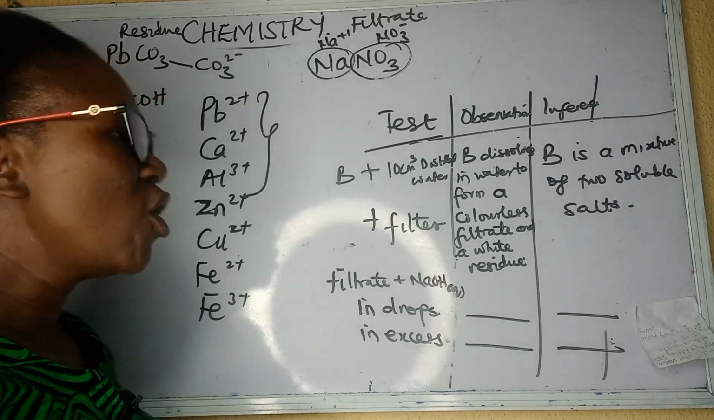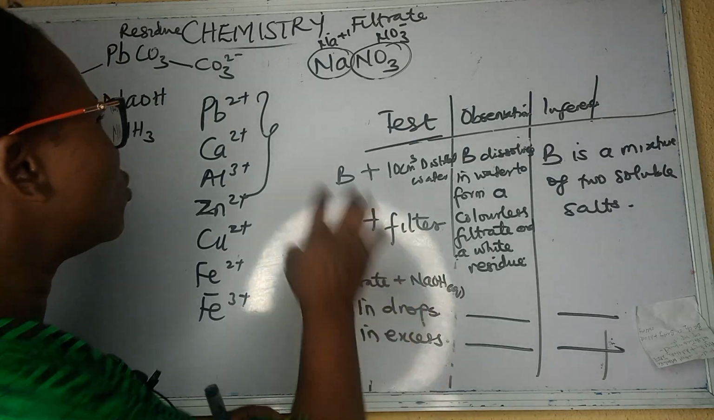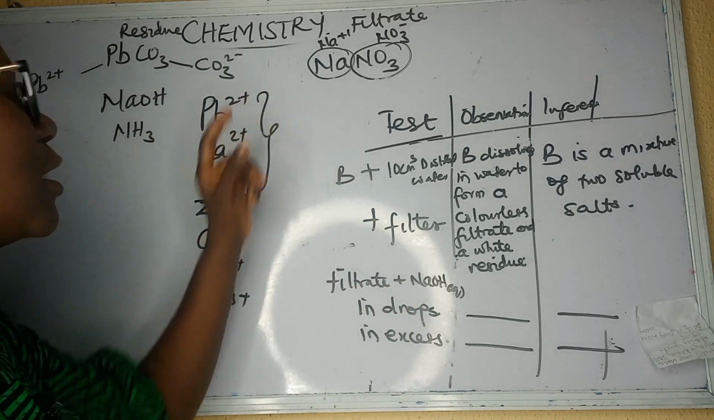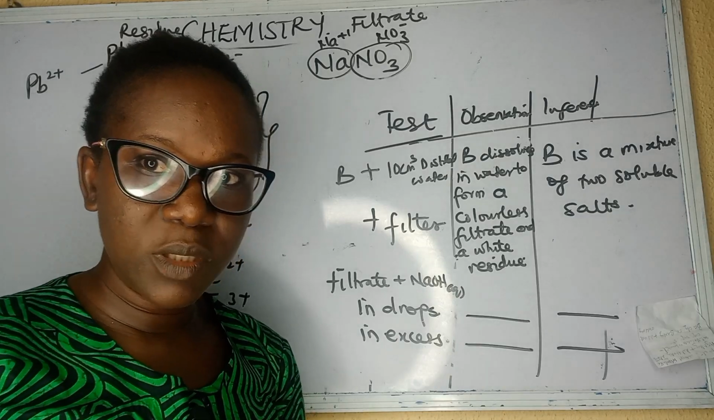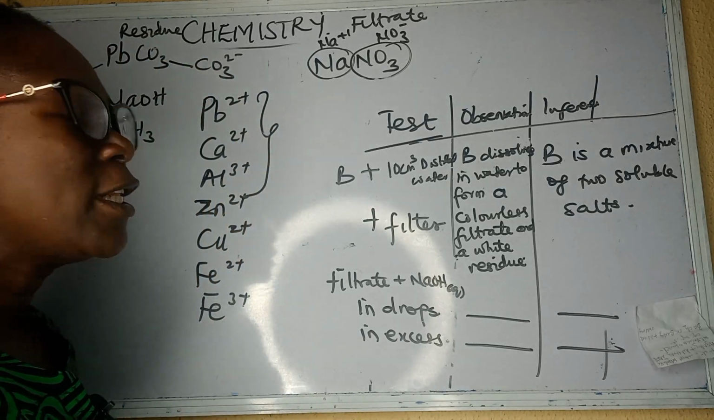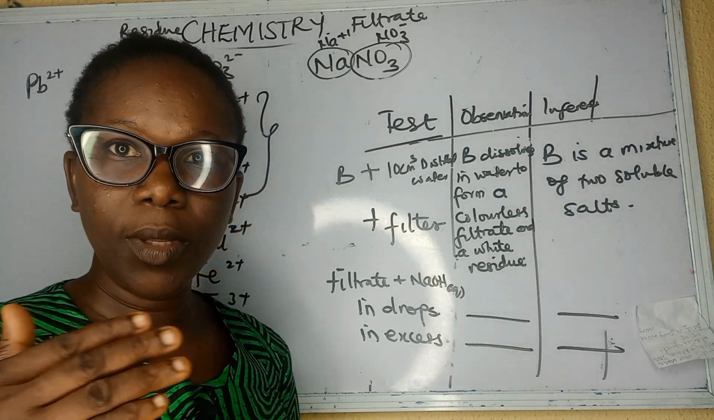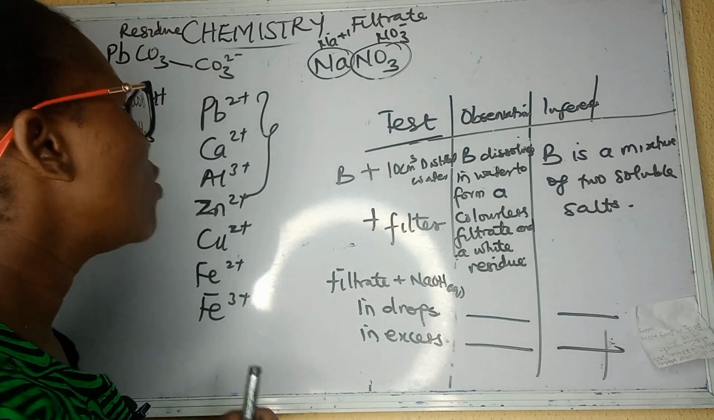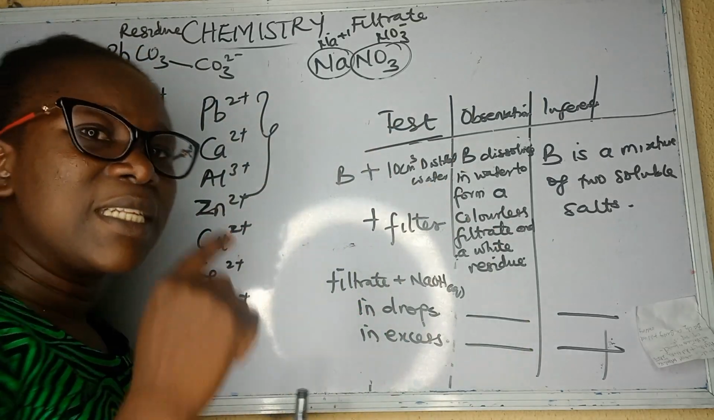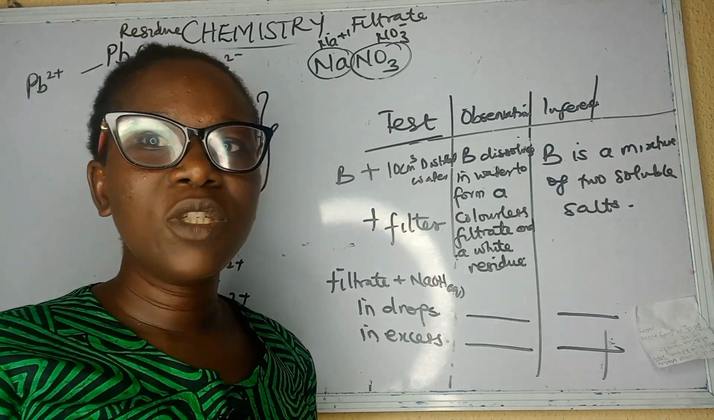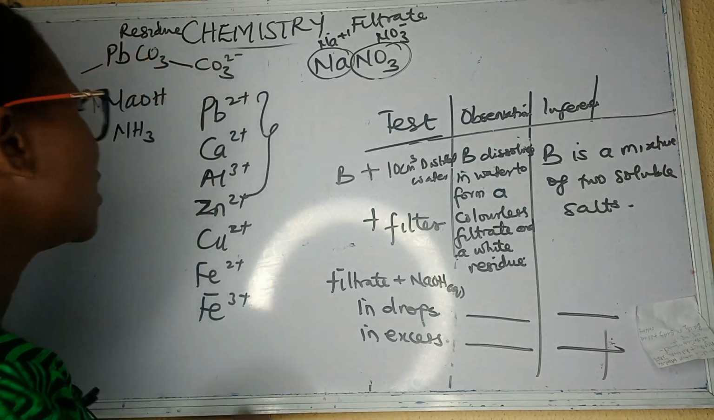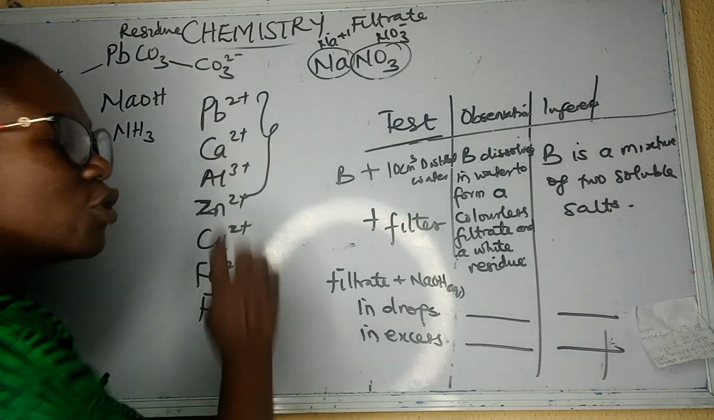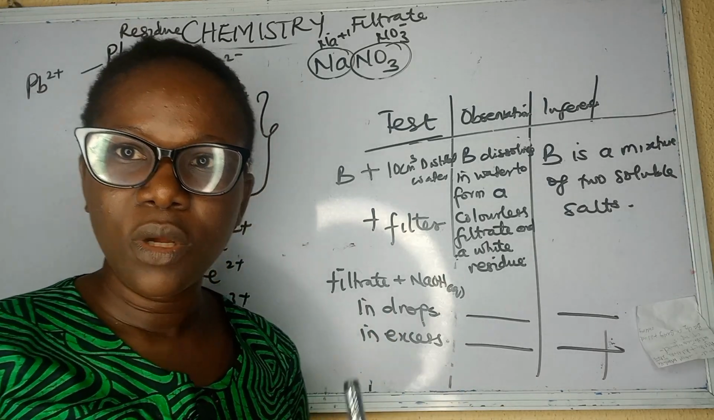They will clear off. Now, when you add ammonia in drops to lead, it will become a white powdery precipitate. That is what will be formed. When you now add it in excess, if it is lead, it will be a white powdery precipitate insoluble in excess. When you add ammonia to calcium, there will be no visible reaction.